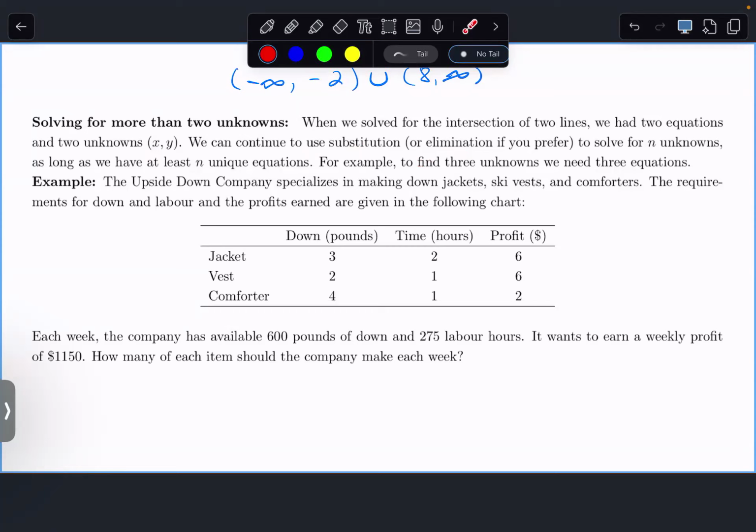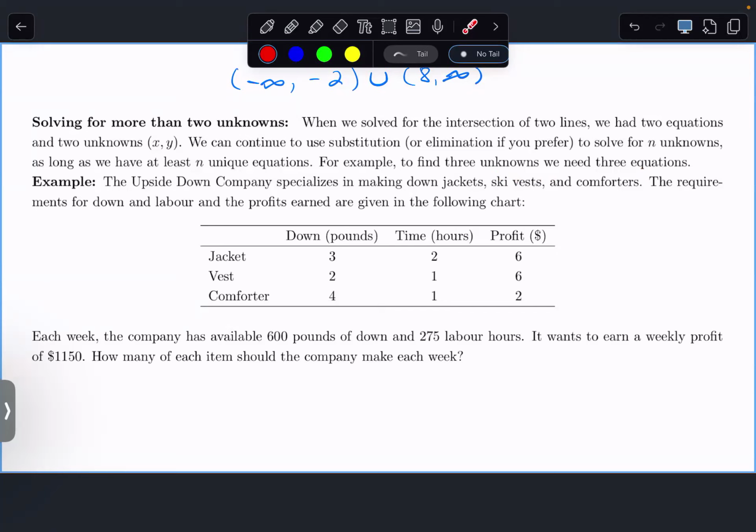So I wanted you to see both to solve for n unknowns, as long as we have at least n unique equations. Okay? So 3 equations, 3 unknowns, 4 equations, 4 unknowns is kind of the typical setup. You need to have as many equations as you have unknowns or more. So to find 3 unknowns, we need 3 unique equations.